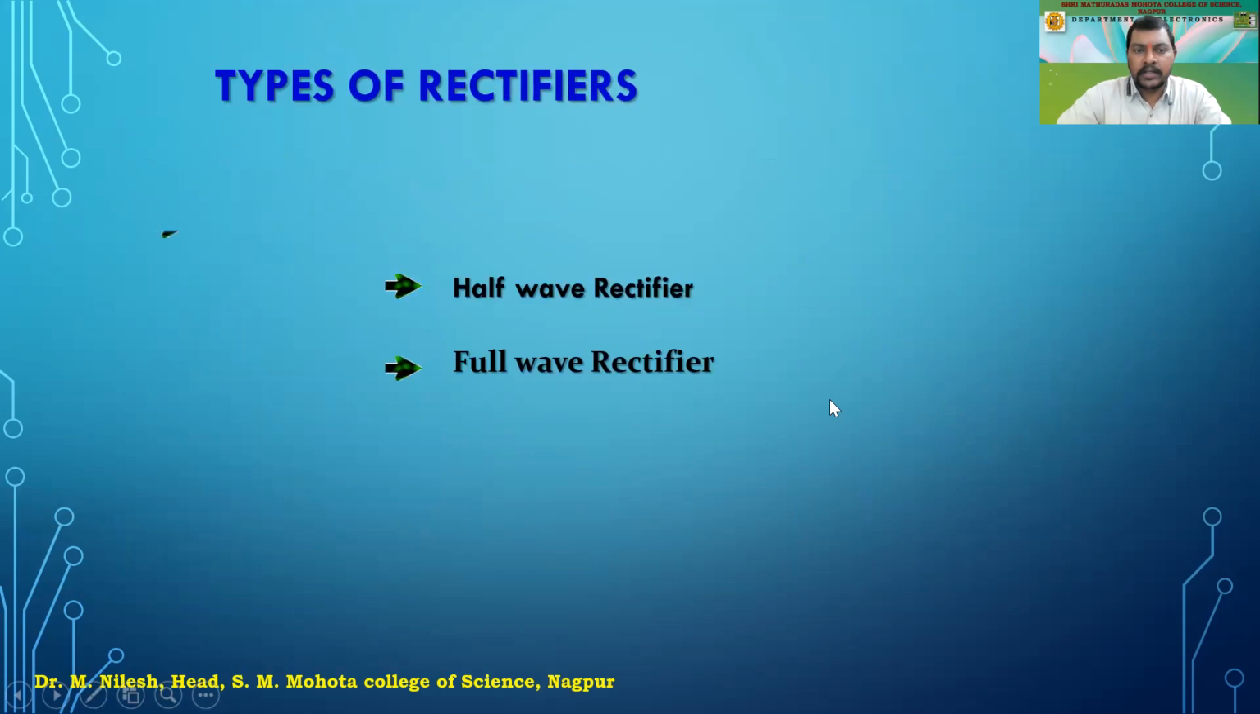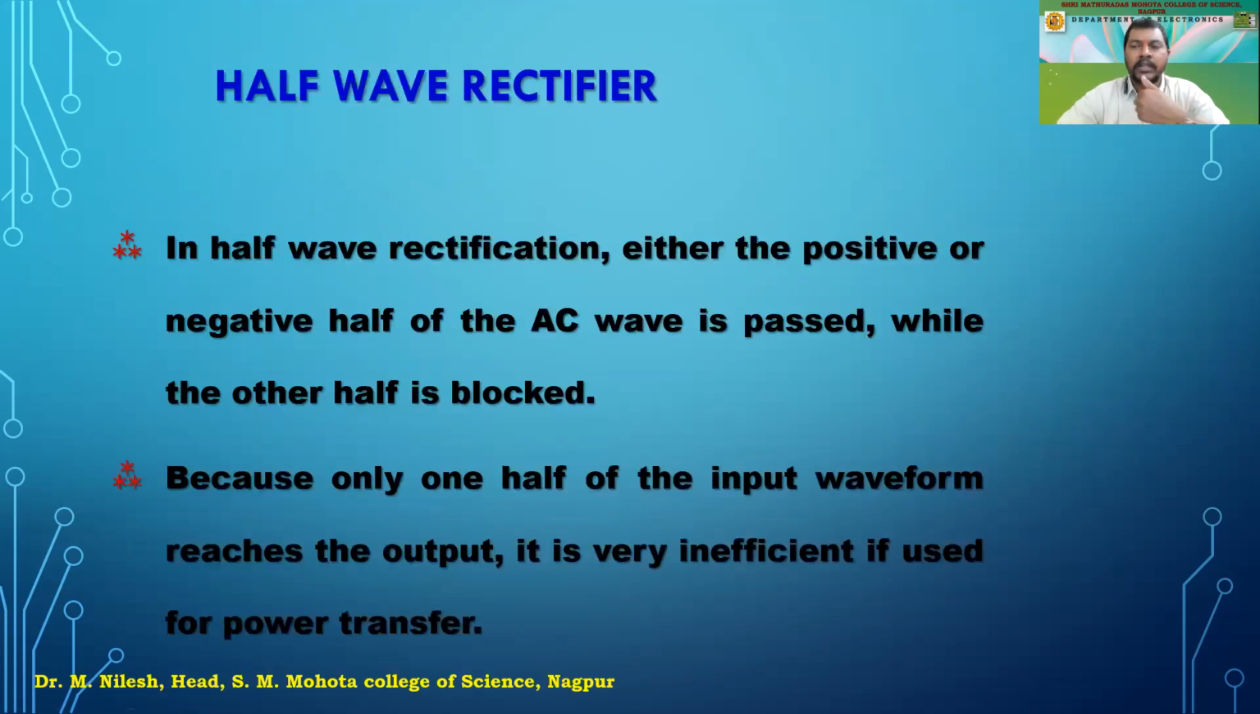Types of rectifiers, we have studied: half wave, full wave, and bridge rectifier. Yesterday we started with the half wave rectifier and have almost completed it. In half wave rectification, either the positive or negative half of the AC wave is passed, while the other half is blocked.